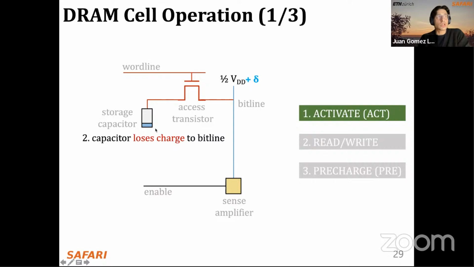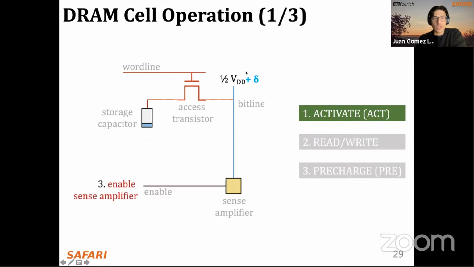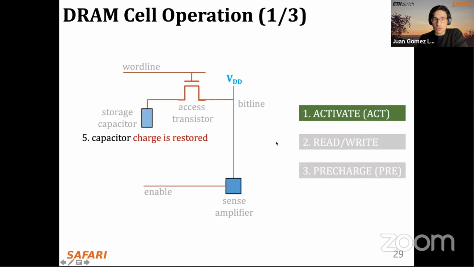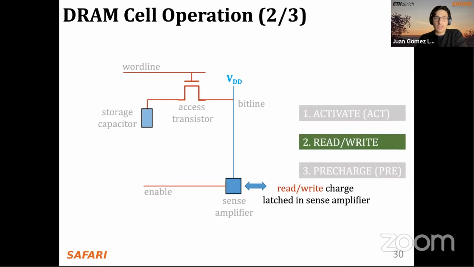So the capacitor starts losing charge to the bit line, and this causes a perturbation in the voltage of the bit line, as you see. At that point, we can enable the sense amplifier. When we enable it, the sense amplifier amplifies the deviation in the bit line, and the capacitor charge gets fully restored. So at this point, whatever value is contained in the storage capacitor, either 0 or 1, is now in the sense amplifier as well, and not only in this sense amplifier, but also in the rest of the sense amplifiers that compose the local row buffer. That's the point where we can start reading or writing from or to these sense amplifiers.